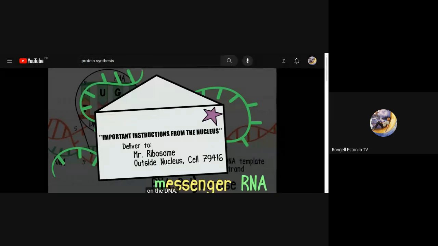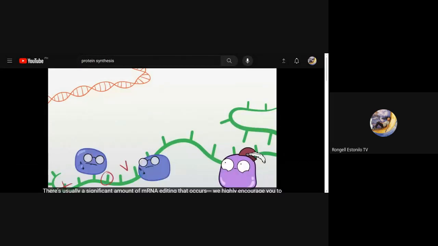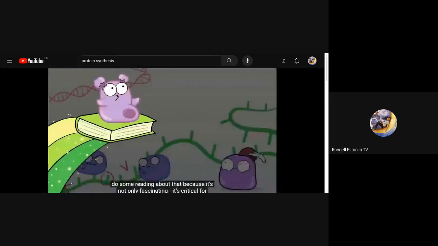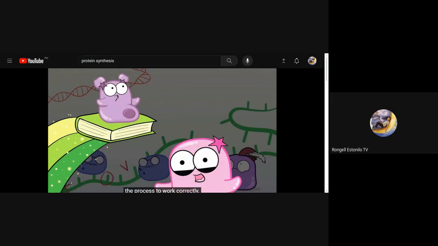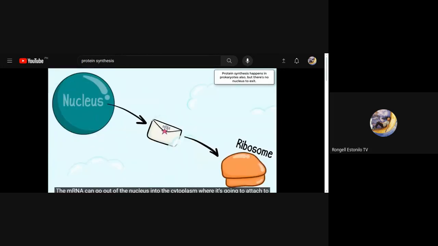We do want to mention that this mRNA is not usually ready to go right away. There's usually a significant amount of mRNA editing that occurs. We highly encourage you to do some reading about that because it's not only fascinating, it's critical for the process to work correctly. So what's something great about being mRNA? Well, in eukaryotes, you get out of the nucleus. The mRNA can go out of the nucleus into the cytoplasm where it's going to attach to a ribosome.